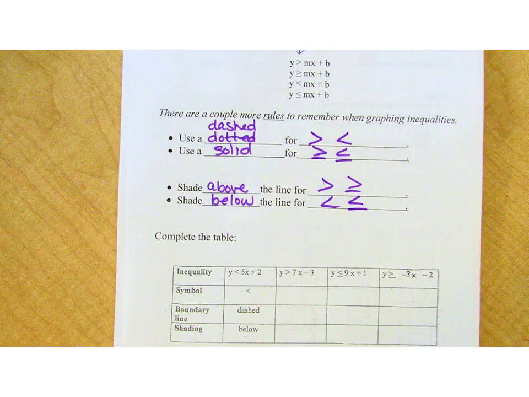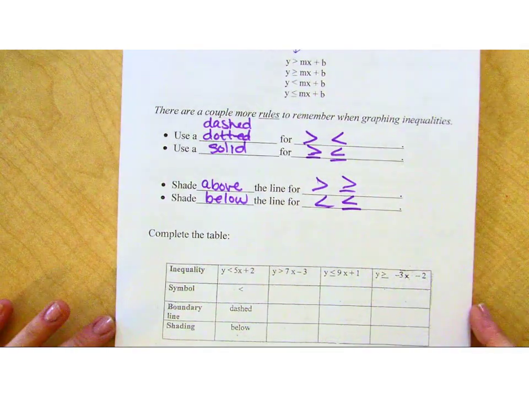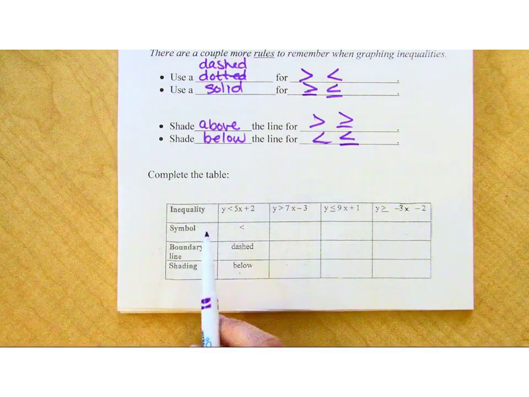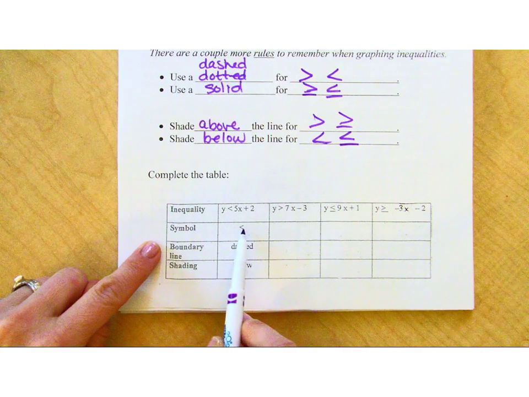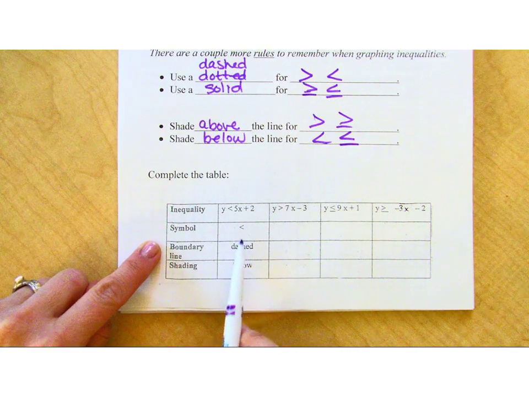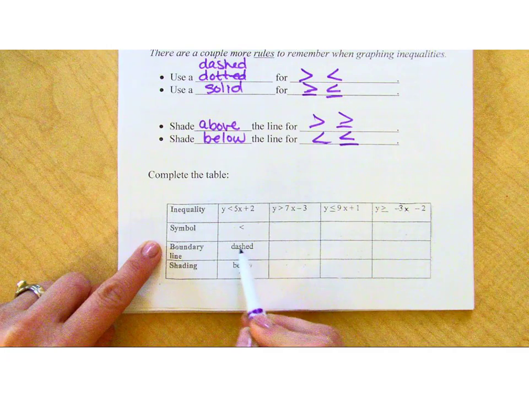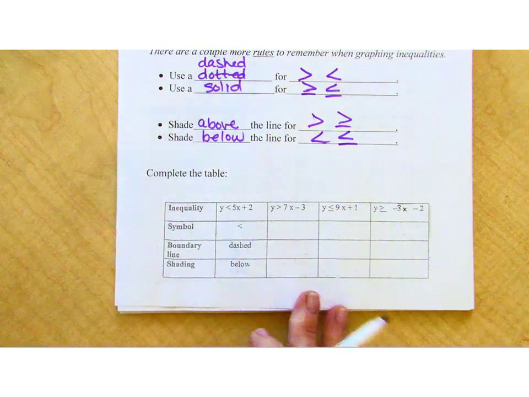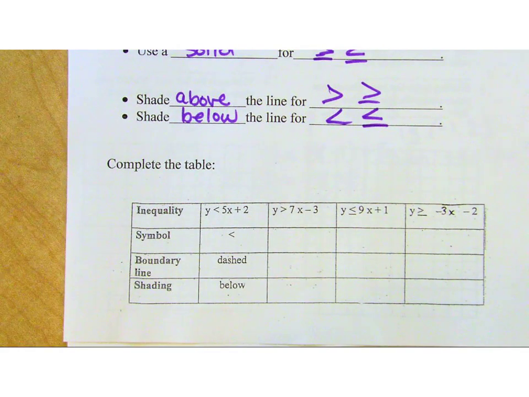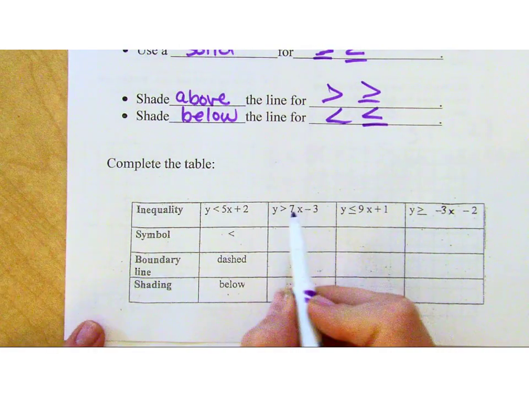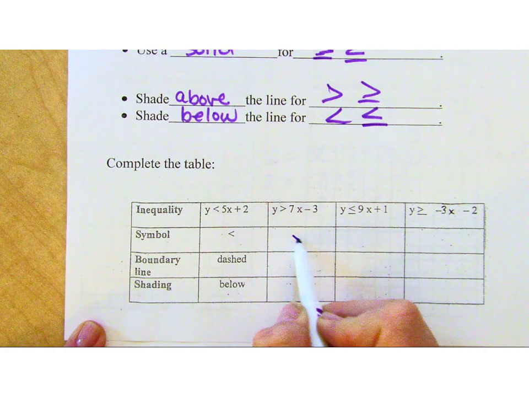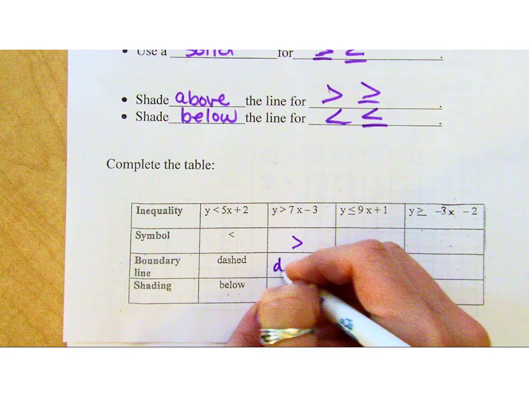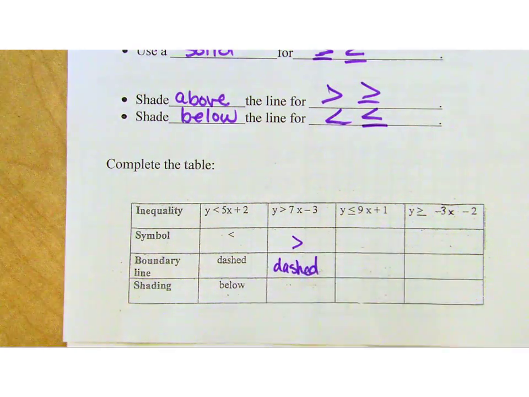This symbol for this was a less than. And because it's got to be less than, it can't be equal to. So I'm going to use a dotted line or a dash line. And because it's less than, I'm going to shade below. So let's try it for this next one. This is a greater than symbol. And a greater than means it can't be equal to it, so it's going to be a dash line. But greater than means shade above. So go ahead real quick and try to see if you can figure out those.